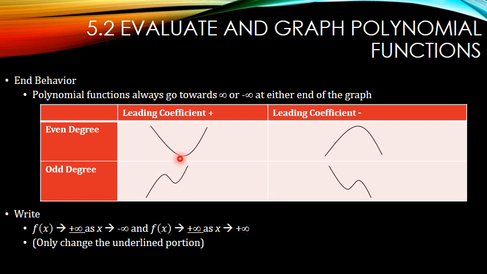y is going up. So that is this first one, even degree positive leading coefficient. On the left it's going up, on the right it's going up. So we have positive infinity there, positive infinity there. If we were doing the odd degree with positive leading coefficient, the left side would be going down, so this would be a negative infinity right there. The right side's going up, so this would stay positive infinity.